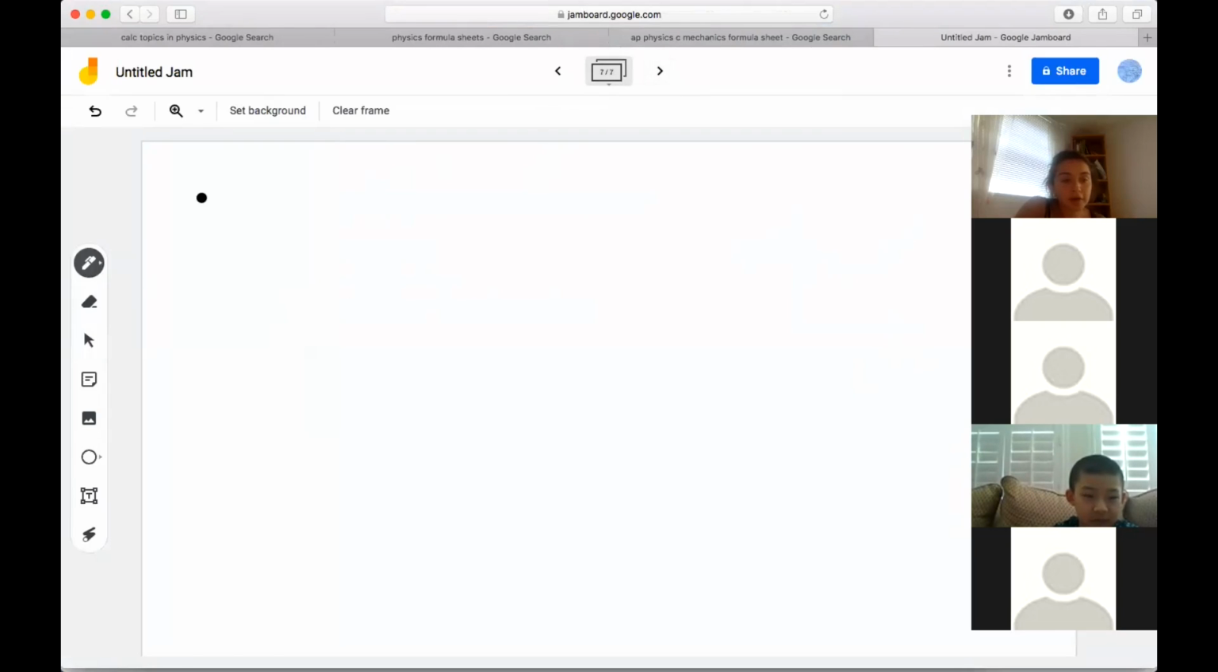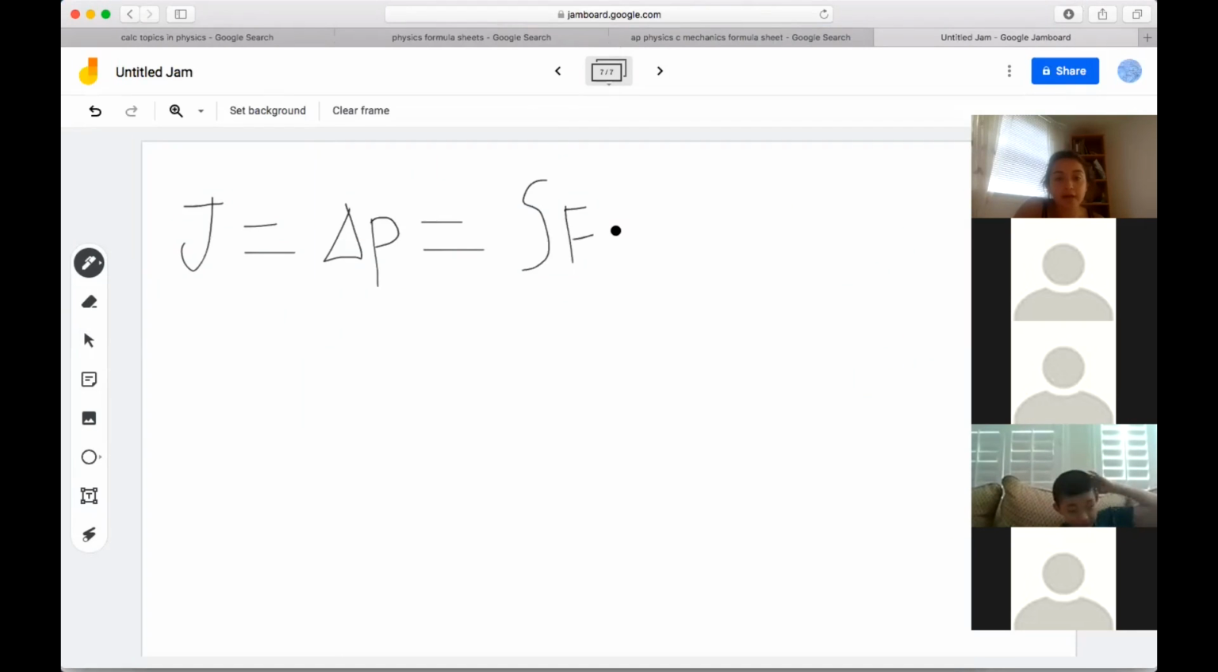So I'm going to draw it out here. J is impulse, which is the change in momentum. And the triangle here just means the change in momentum equals the integral of force in terms of time. And this basically would just add in as a dt.